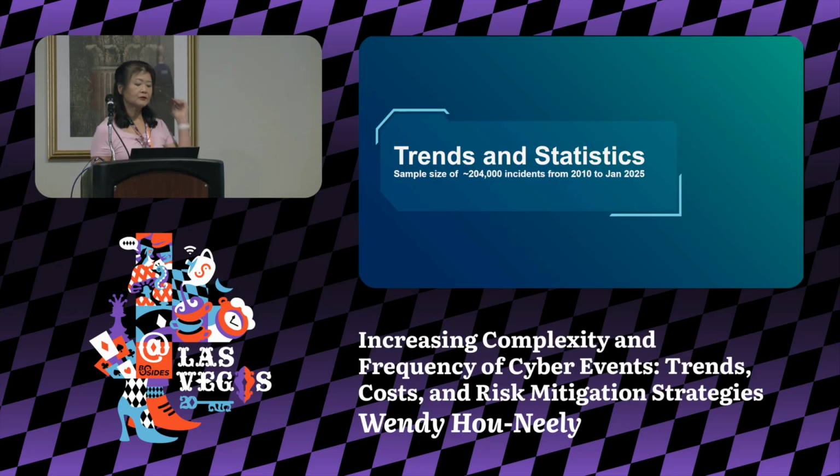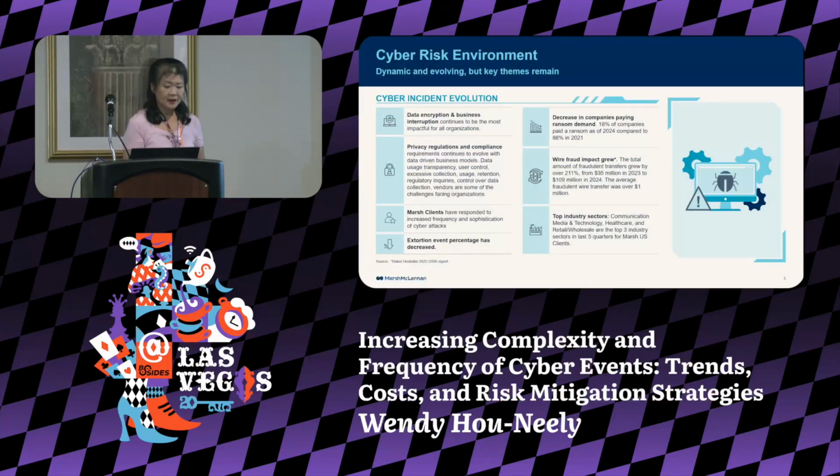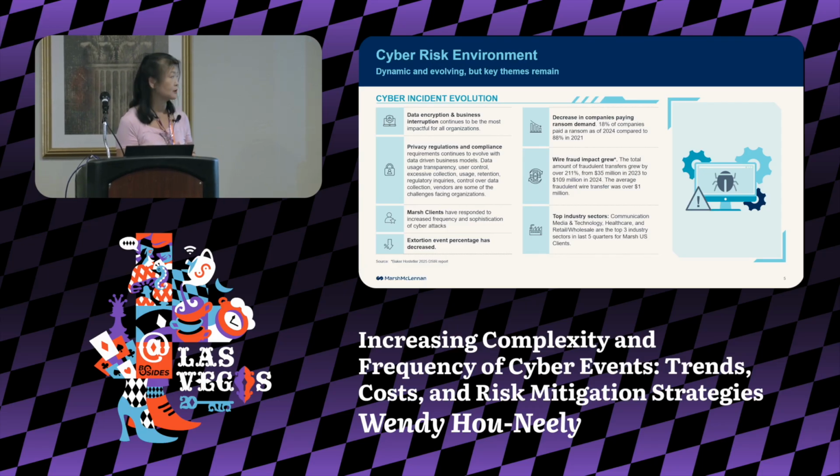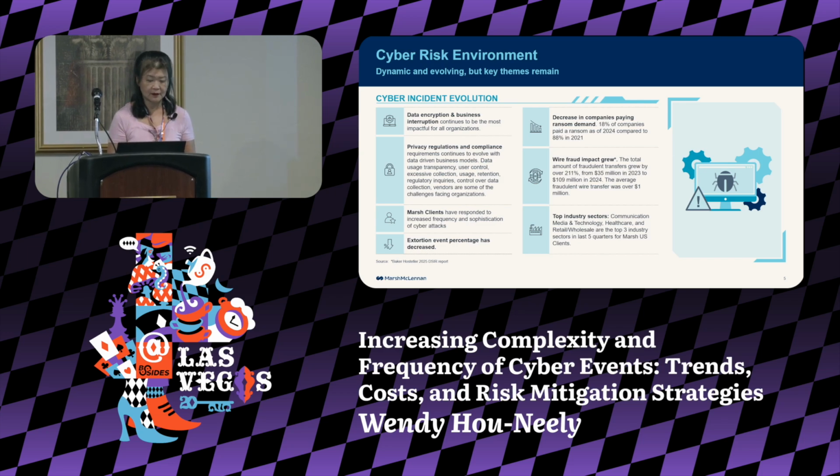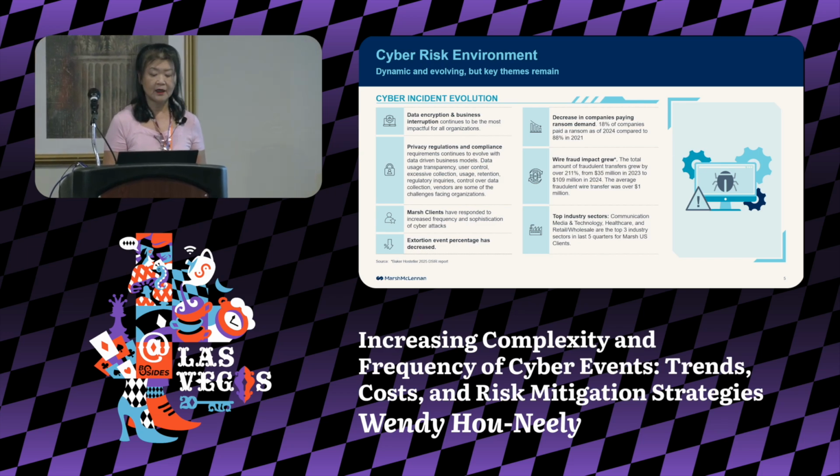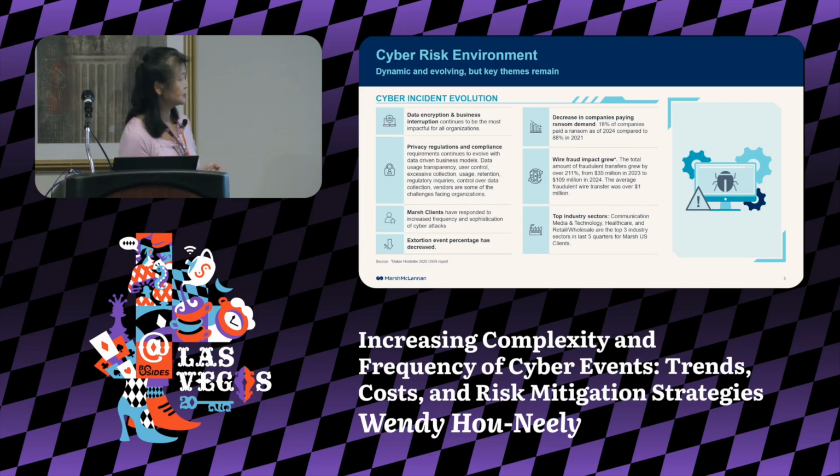So, going to some trends and statistics. In the risk environment this year, data encryption, data and business interruption still remain among the most impactful of losses. One of the things I want to focus on more this year is privacy regulations and compliance. This is becoming a pretty big thing, and from year to year it is becoming a bigger risk applying to more of the data.